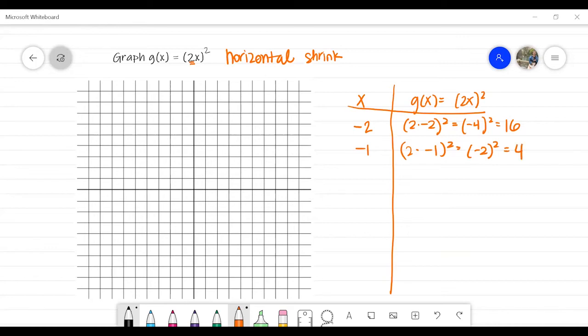That's 4. 0, which is 2 times 0 squared, which is just 0. 1, you've got 2 times 1 squared, which is 2 squared, which we already saw was 4. And 2 times 2 squared, 4 squared, is 16.